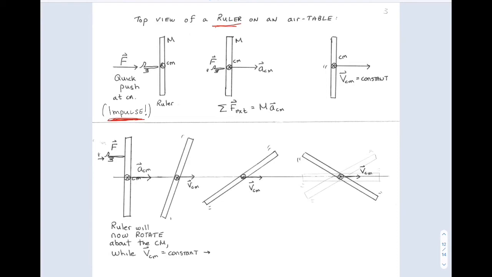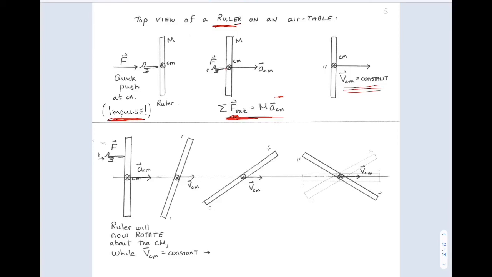While my finger is in contact, Newton's second law says that if my finger force is to the right, the center of mass is going to accelerate to the right. Now my finger is no longer touching it, so there's no more acceleration. So the center of mass keeps moving to the right with constant velocity.